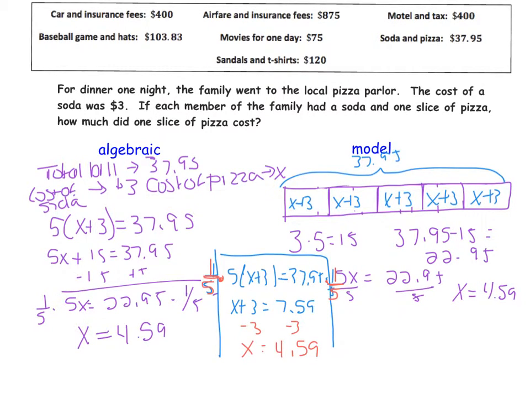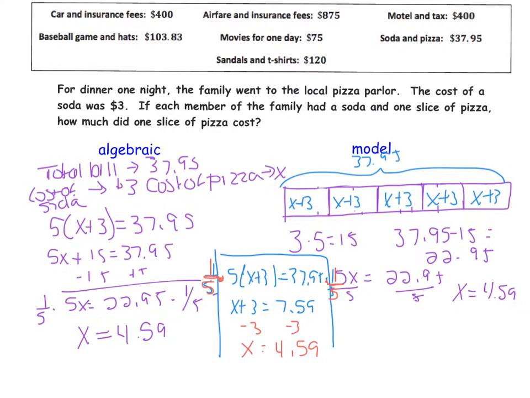Alright, let's see how you did. So I pulled out the important information. The total bill was $37.95. The cost of a soda was $3. The cost of our pizza was the unknown. So for 5 people, each person paid $3 plus whatever the pizza was, for a total of $37.95. So this was what it looks like algebraically. This is what it looks like with the model. So each person, and again you could even name John, Ag, Bonnie, Louie, Missy.